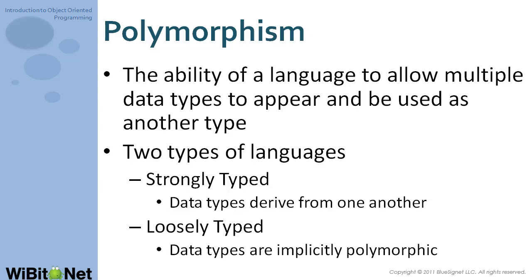Okay, so let's talk about more of a textbook definition. Polymorphism is the ability of a programming language to allow multiple data types to appear and be used as another data type. Two examples of how this is used in programming languages are strongly typed languages, which are when data types all derive from one another, or loosely typed, which is when data types are implicitly polymorphic. Just to prove that we're not just saying this because we read it in a textbook, a loosely typed language would be something like Perl, where you can have a string, you can have a number, you can have a boolean. It doesn't matter. Everything is the exact same thing. You could also have a strongly typed language like C, where every time you use a variable, you have to explicitly define what that data type is.